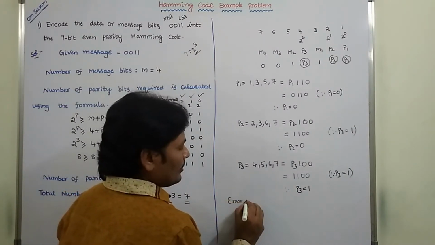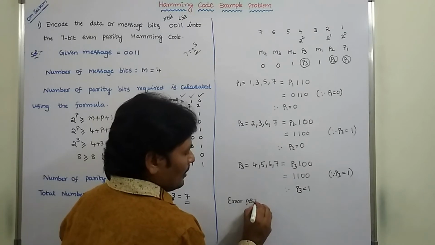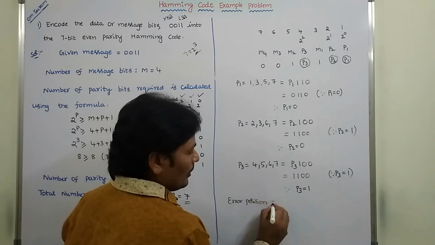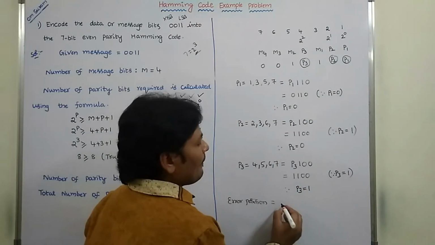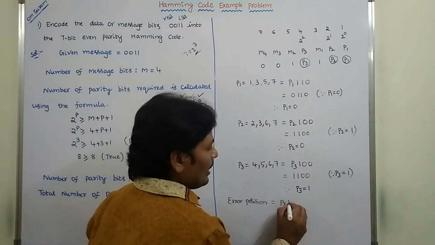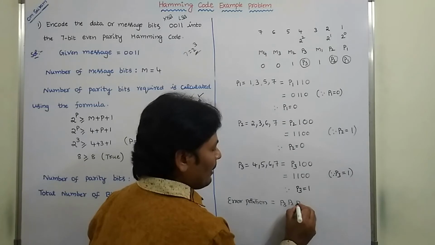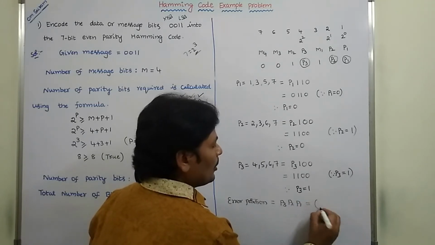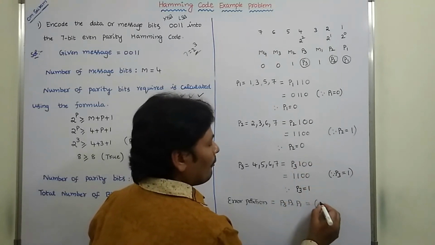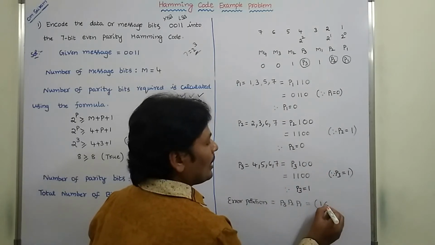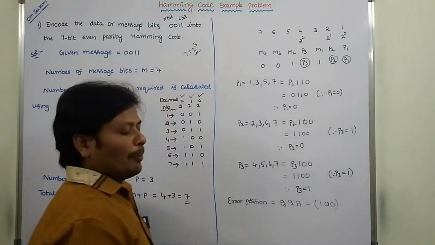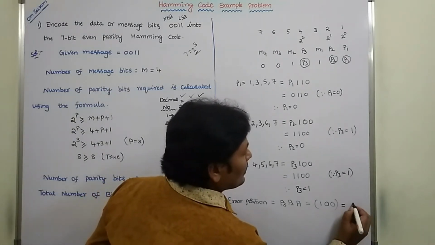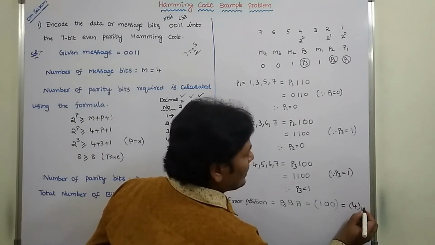Error position is equal to, by combining the P1, P2, P3 values, so that is P3, P2, P1. So that is equal to: P3 value is 1, P2 value is 0 and P1 value is 0. So what is the decimal equivalent? So that is 4, 4 base 10.